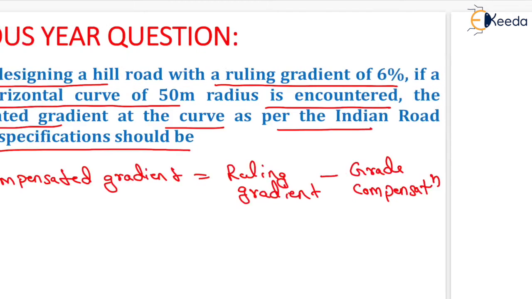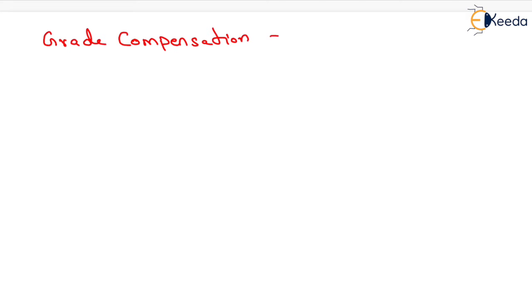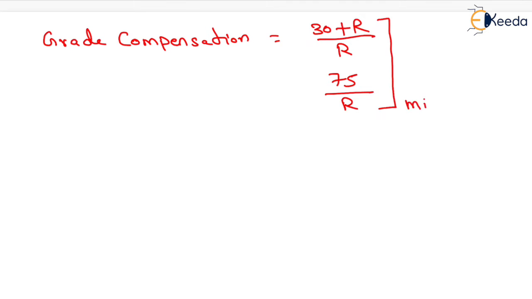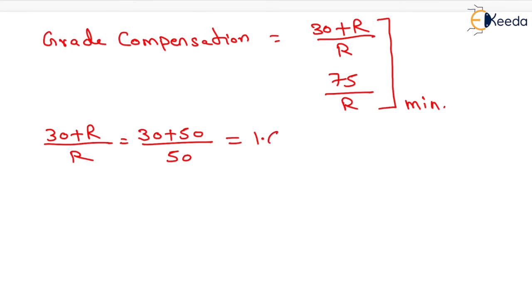Now for grade compensation, the formula will be equal to (30 + R)/R and 75/R. The value of grade compensation will be the minimum of these two. Now we will find the value of (30 + R)/R. The radius is given in the question, that is 50 meters. So we will write here (30 + 50)/50. On solving this, we will have the value equal to 1.6.